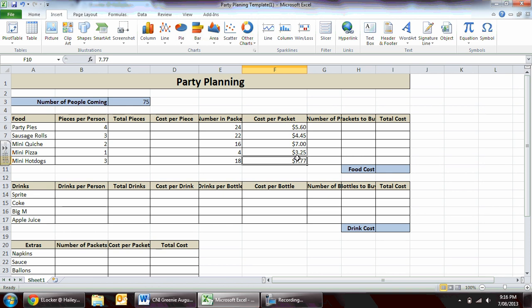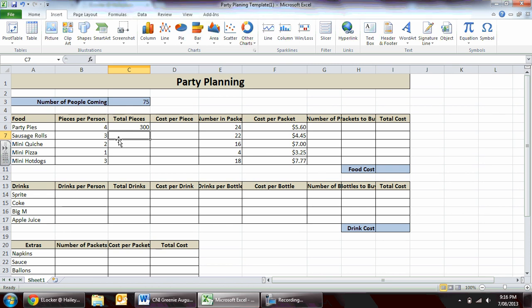Now, we need to work out how many pieces of each food we need. There are 75 people coming, and each person is going to eat 4. So we're going to do a formula. We're going to say equals C3 multiply, which is shift and 8, the star, by B6. That tells me straight away we need 300 party pies.